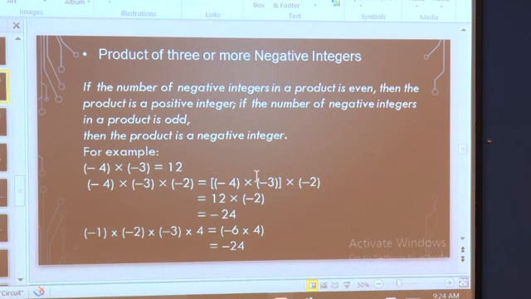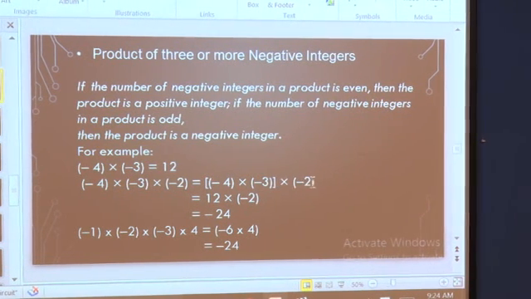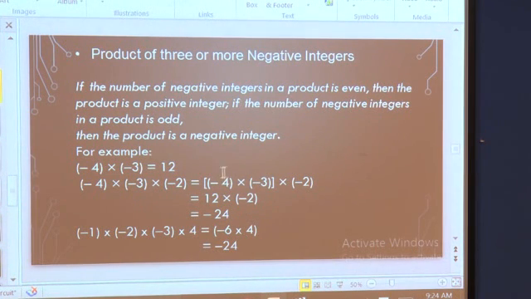So we will make a grouping of this, because we have learned many properties before. So -4 into -3, this is one group, multiplied by -2. You can solve this. What will be the answer of this? Yes, 4 multiplied by 3 is 12. When it is 2 times, because we are learning the properties, minus multiplied by minus is plus 12, multiplied by -2. Here we are multiplying the remaining integer, what is left over. So 12 multiplied by -2, very easy.